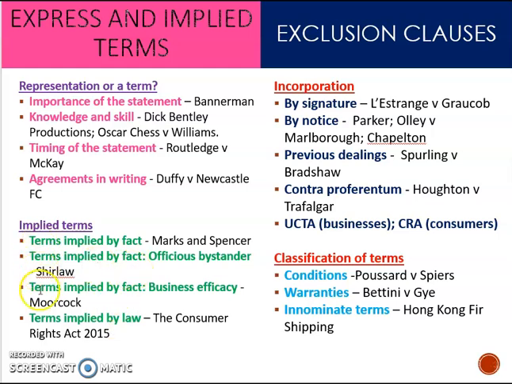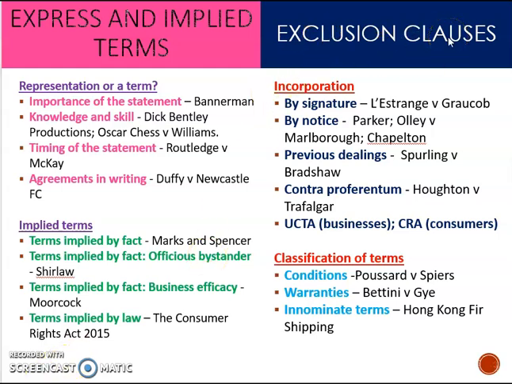And we've got a couple of situations here that you need to know. Terms implied by fact, the officious bystander; terms implied by fact, the business efficacy test from Moorcock; and terms implied by law. And you can use any example here. I've used the Consumer Rights Act 2015. So an example would be that all consumer contracts include an implied term that the item will be fit for purpose under Section 9.